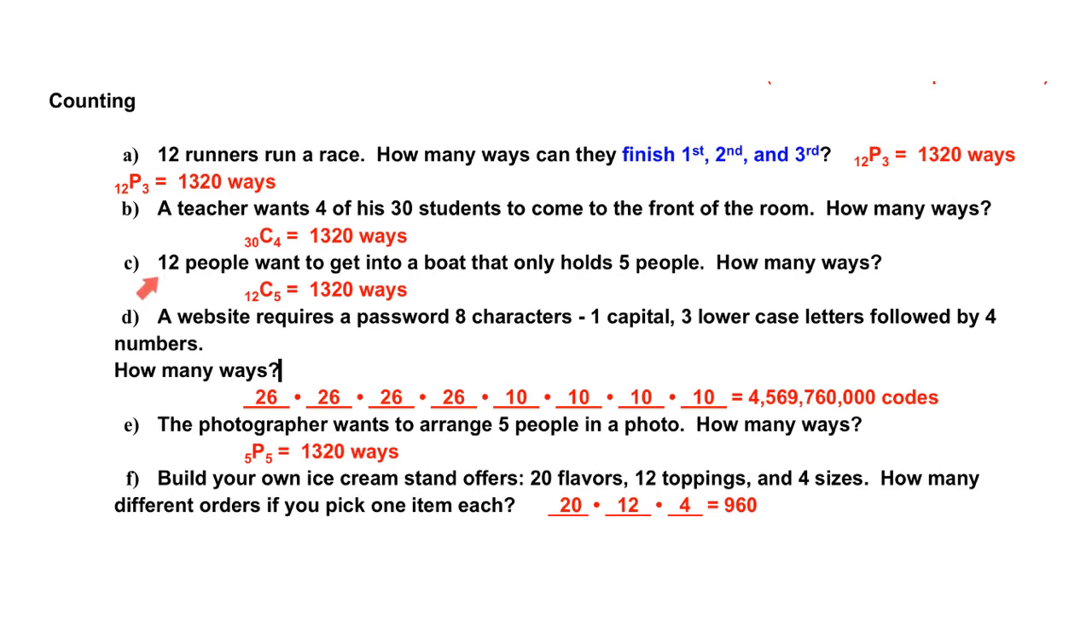But next question, if you have 12 people that want to get into a boat that can only hold 5 people, as they get in the boat, there's no specific location for them to sit, so therefore they're just a group. That's what makes this a combination. So you just do 12C5.